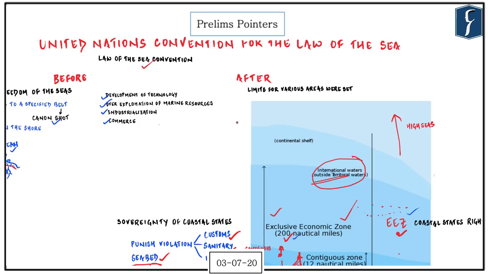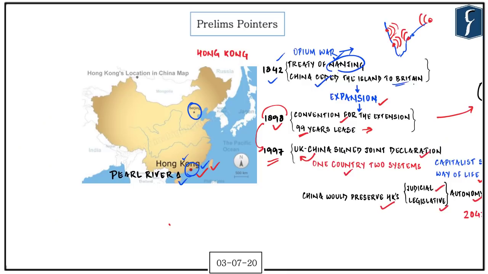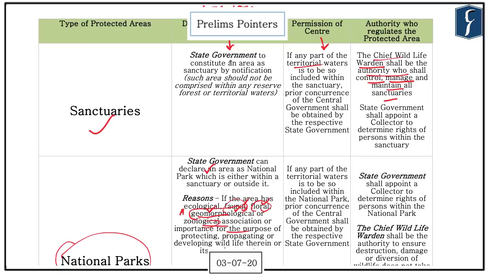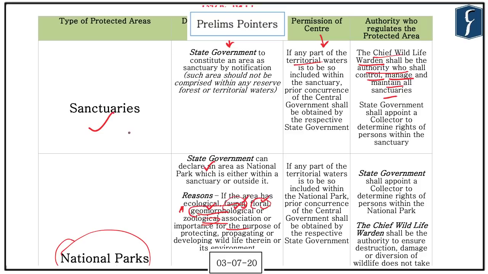Then in the discussion on UNCLOS, or the Law of the Sea Convention, it is important to keep in mind these categories, the regions and the extent to which they extend from the coastline, as well as the changes in the sovereignty and the applicability of the rights of states as well as ships. With respect to Hong Kong, it is important to keep in mind that it is situated on the Pearl Delta, and it came under the sovereignty of China in 1997. And then finally, the provisions of the Wildlife Protection Act with respect to the declaration and denotification of sanctuaries, national parks, and tiger reserves are important to memorize.